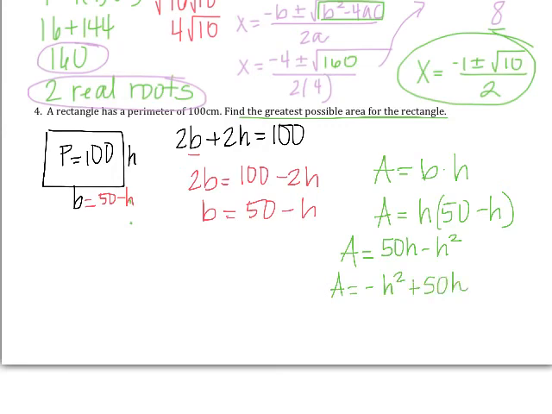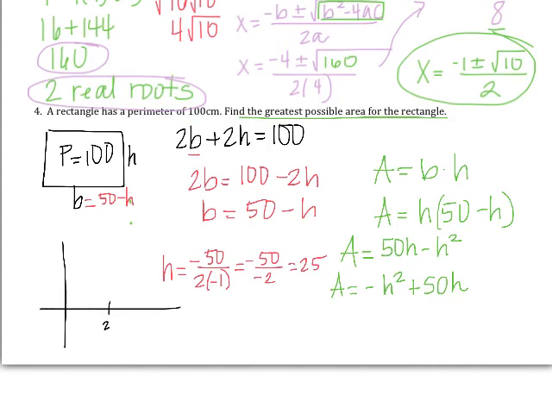Clearly this is a quadratic because it has a squared term, and since the leading coefficient is negative, that means it will open down. So let's figure out where the vertex of this quadratic is. So I'm using negative b divided by 2a. Negative 50 divided by negative 2 gives me a positive 25. So I know if I'm sketching my quadratic, the x part of my vertex is at 25. And then we can figure out where the y part is.